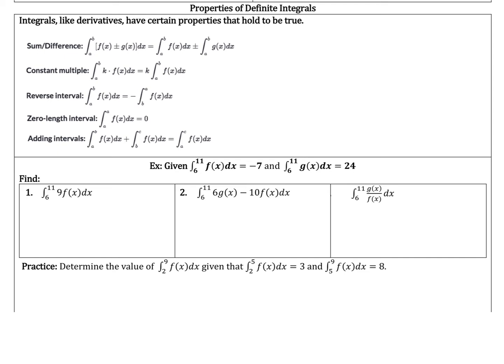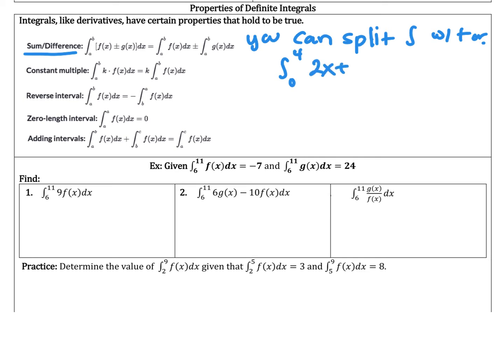So first property, our sum and difference property. This basically says that you can split up your integral into pieces based on where you have a plus or a minus. So for example, if I had the integral from 0 to 4 of something like 2x plus 1 dx, I could actually split that to be the integral from 0 to 4 of 2x dx plus the integral from 0 to 4 of 1 dx.